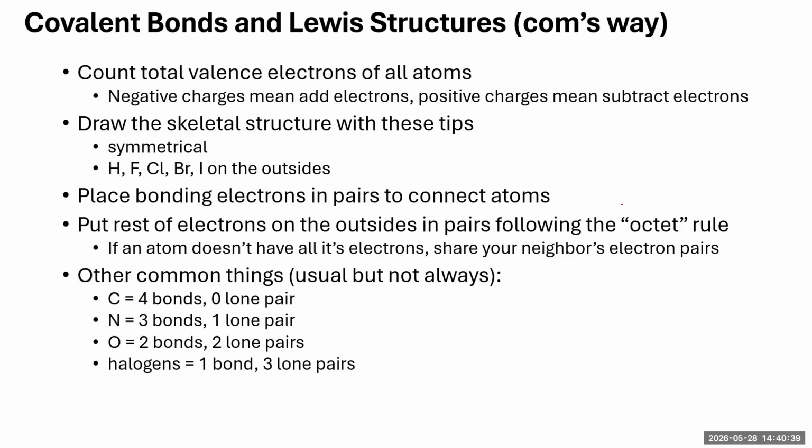And then again, so this is the duet rule. So let's go through this. What we're going to do is count total valence electrons of all atoms together. Now, we're not doing core electrons because core electrons do not bond, right? Valence electrons are the electrons on the outside of the atom, that's the only thing the atom uses to interact with other atoms. It doesn't use core electrons. So count total valence electrons of all atoms. Negative charges mean we add electrons. Positive charges mean we subtract electrons.